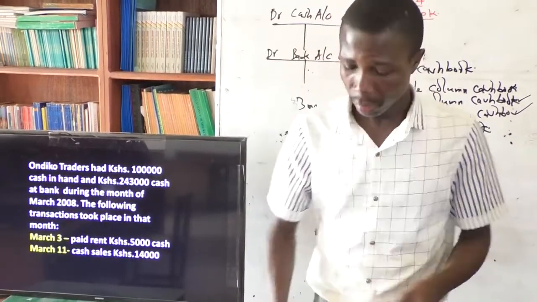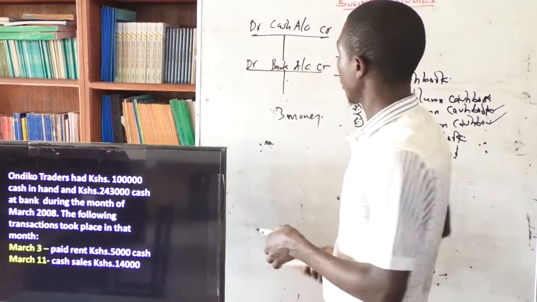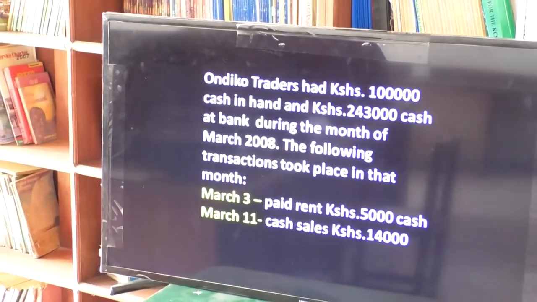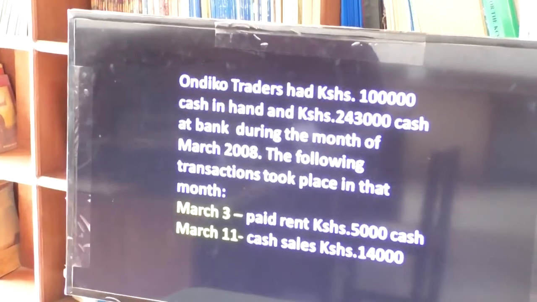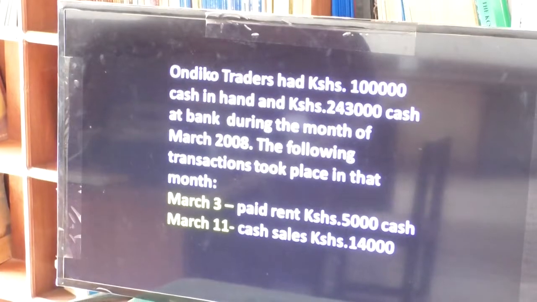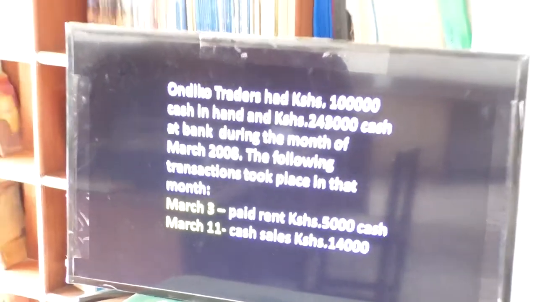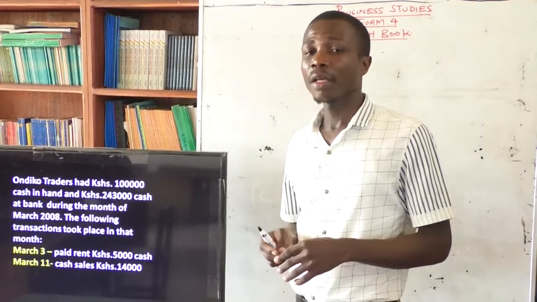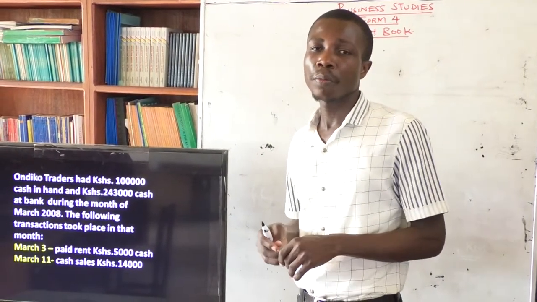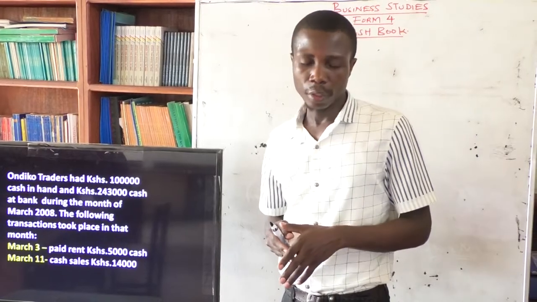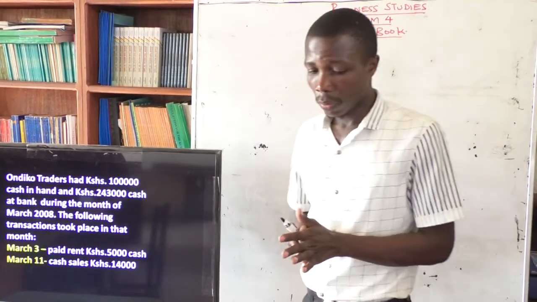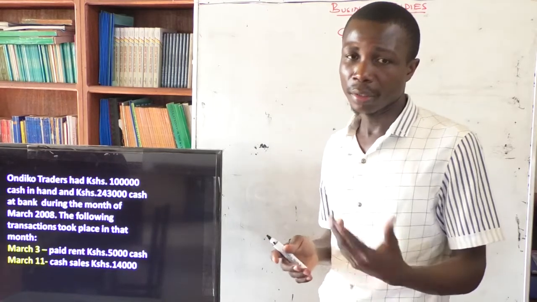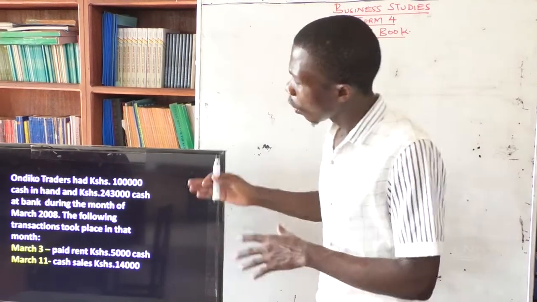So let's look at that. I hope you are reading it and trying in your book. I'm also going to send you an assignment on the cash book so that you try. I'm going to send that in the WhatsApp group, in the form of a Google form. Ensure that you do it and submit so that I'm able to mark and check how you've done it. So let's look at the question.